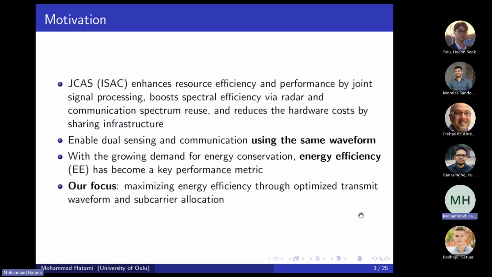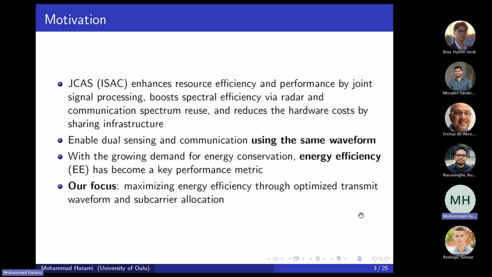As you know, ISAC, or Integrated Sensing and Communications, or Joint Communications and Sensing, has a lot of benefits. To name some, it can enhance resource efficiency and performance by doing joint signal processing, or it can increase spectral efficiency by using the same spectrum for both radar and communications. It can also lead to reducing the hardware cost by using the same hardware for both sensing and communications. What we are interested in more is that we can do both sensing and communication by using the same waveform.